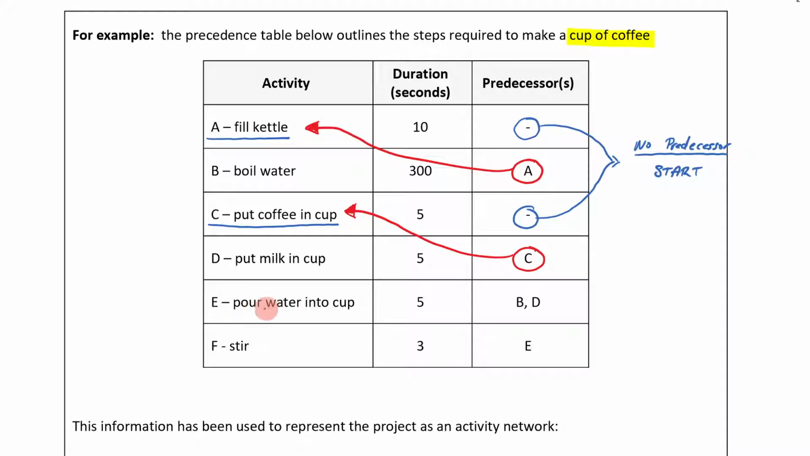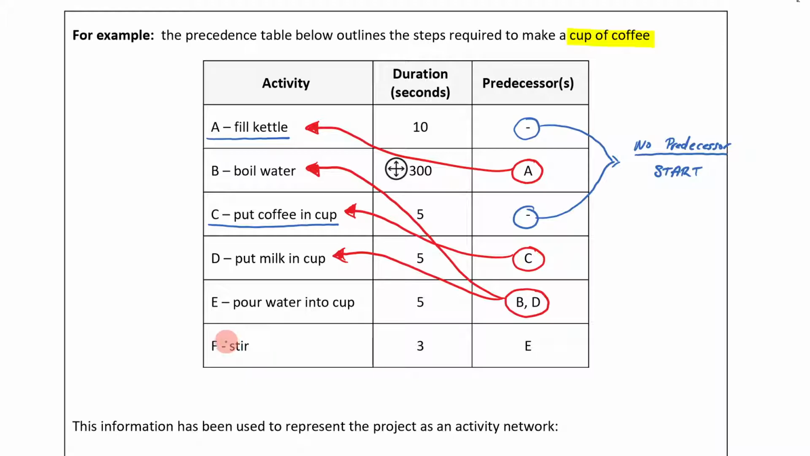What about E? E is saying pour water into the cup. It's going to take 5 seconds. And you see how we have two predecessors here? We have B and D. That means before you can pour water into the cup, you have to do B, and that is make sure the water is boiled. That makes sense. And also D, you need to make sure you have milk in the cup as well. That's what you have to do before you pour water into the cup.